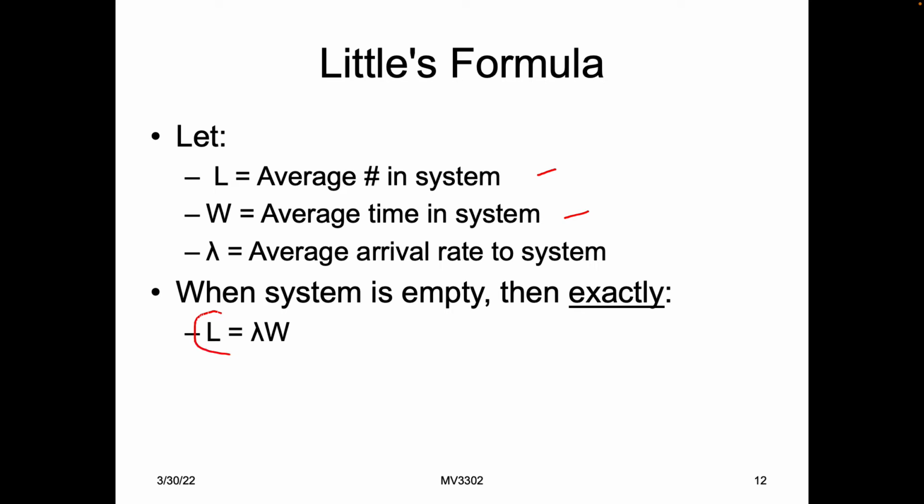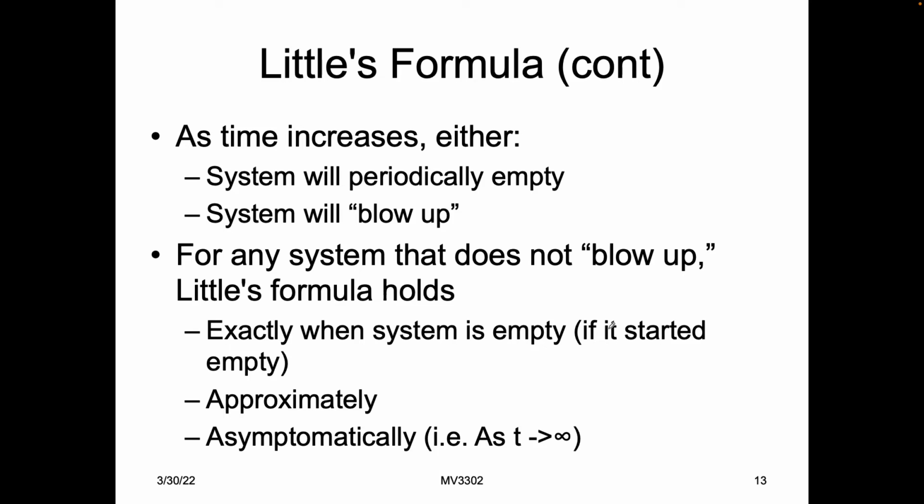But this is the astounding result. When the system is empty, the average number in the system is exactly equal to the average arrival rate times the average time in the system. And that's one of these things that's either impossible or obvious, depending on how much you think about it.